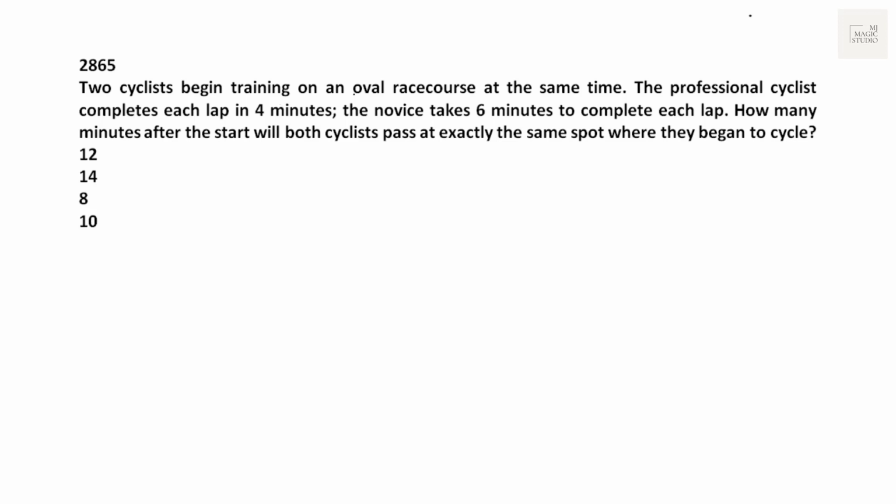Two cyclists begin training on an oval race course at the same time. Okay, that is with the starting point. The professional cyclist completes each lap in 4 minutes. He will take 4 minutes and come back to the same point. The novice takes 6 minutes to complete each lap. Okay, after 6 minutes, he will come to the same point. How many minutes after the start will both cyclists pass at exactly the same spot where they begin to cycle?